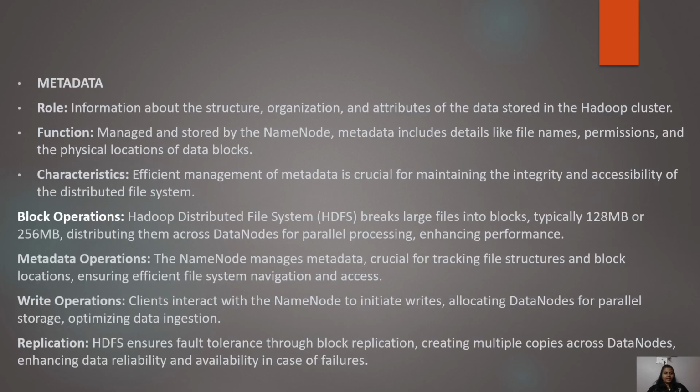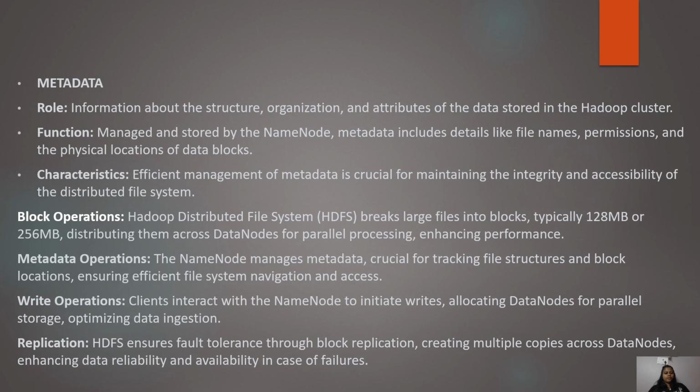Next, we have the metadata. The metadata role is information about the structure, organization, and attributes of the data stored in the Hadoop cluster. The function is that it is managed and stored by the name node. Metadata includes details like file name, permissions, and the physical location of the data blocks. Characteristics of metadata: efficient management of metadata is crucial for maintaining the integrity and accessibility of the distributed file system.